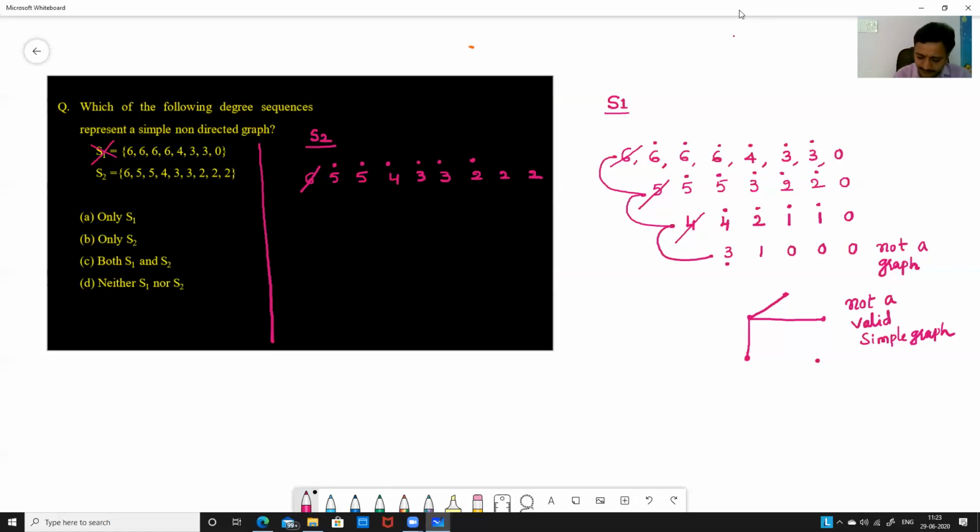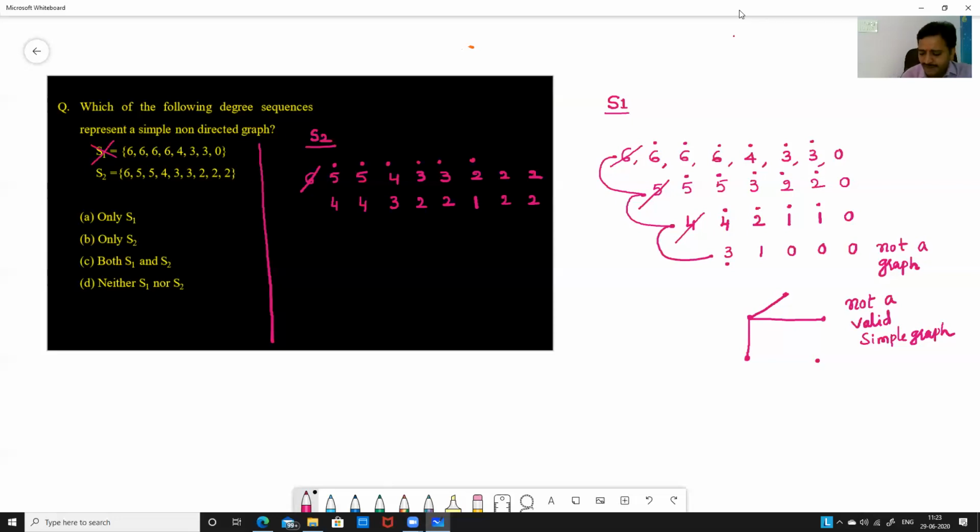Then 5 minus 1, which equals 4. 5 minus 1, 4. 4 minus 1, 3. 3 minus 1, 2. 3 minus 1, 2. 2 minus 1, 1. The remaining 2, we write as it is. Is it clear? It is the Havel-Hakimi result, which we already discussed in the previous video. Therefore, I'm directly solving the problem.